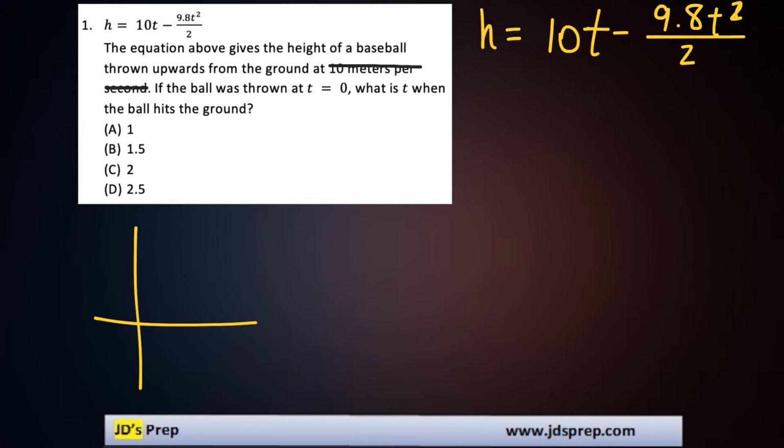What we want to know is, if the ball was thrown at t equals 0, what is t when the ball hits the ground? In other words, how long does it take from when the ball is thrown until the ball reaches the ground?